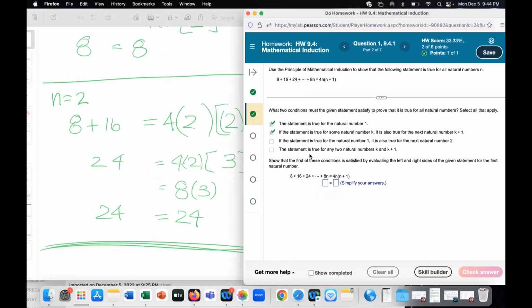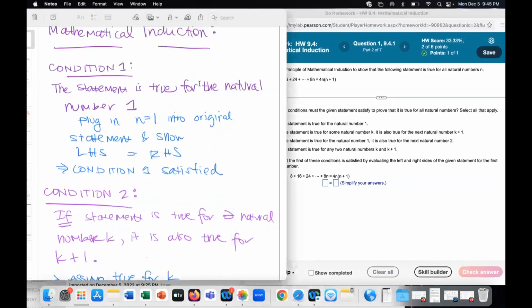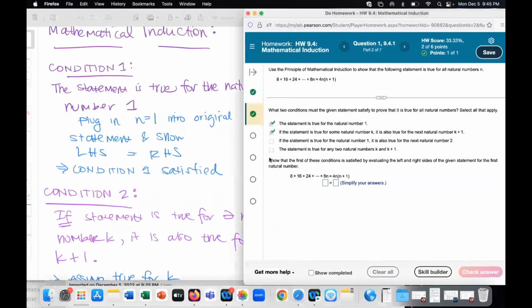So over on the screen, it's saying show the first of these conditions. So if we go back up to the top, let me scroll back up right here. If we scroll back up, condition 1 is the statement is true for the natural number 1. So what they're asking us to do is to show the first condition is satisfied by evaluating the left side. So we're going to evaluate the left side for n equal to 1. And we actually kind of already did this, but we'll talk through it in this way too.